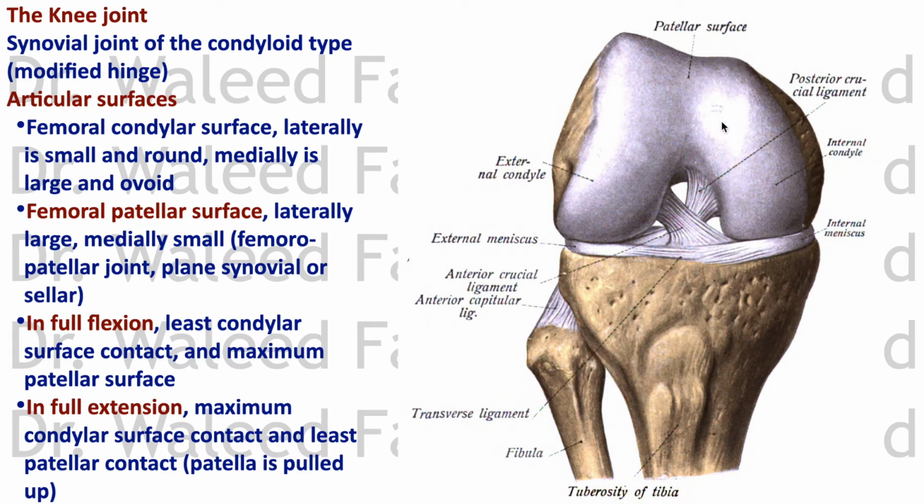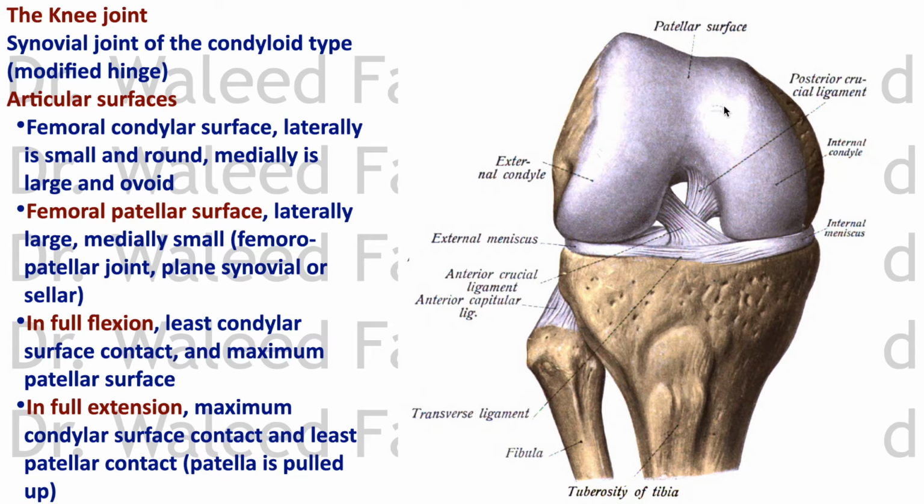There's another bone that you shouldn't forget about in this location, it's the patella. It forms another joint with the femur. It's called the patellofemoral joint. It's a plain synovial joint, and it takes much of the lateral condyle of femur and little of the medial condyle of femur. So it's this triangular area that will articulate with the patella. As you can see, the maximum surface with the patella is during flexion, while the least is during extension because the patella is pulled up.